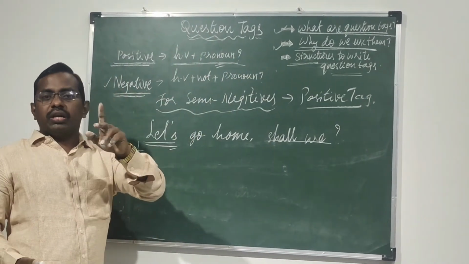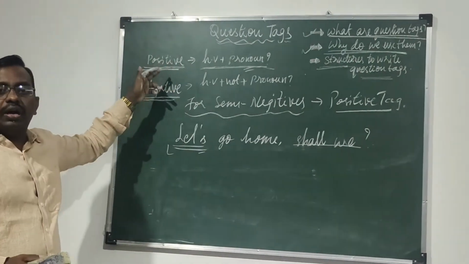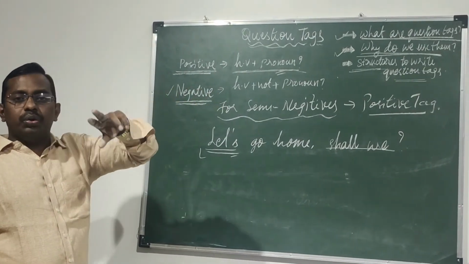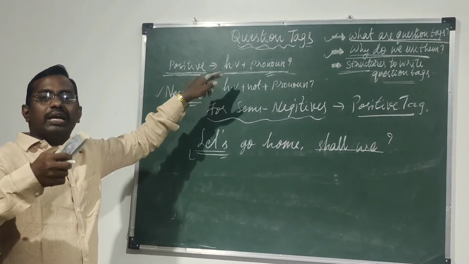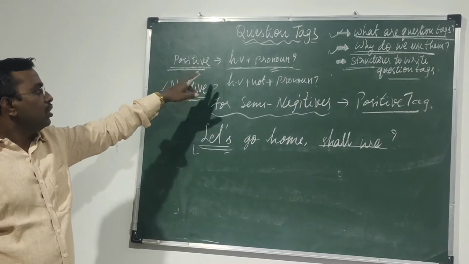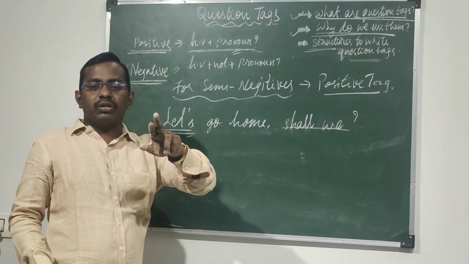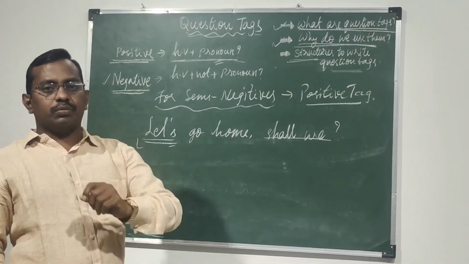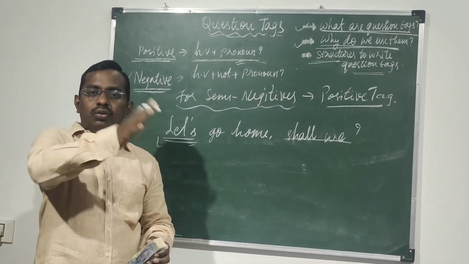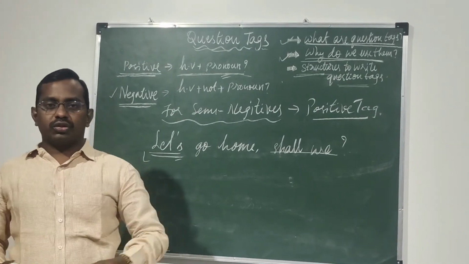There are two structures to write question tags, right? The positive structure and a negative structure. We use the positive structure for a negative sentence. Negative structure, you have positive sentence. Means to a positive statement, we write negative structure. To a negative statement, we write positive structure, positive question tag, right? We use the question tags to confirm the statement, to take the approval of the statement.